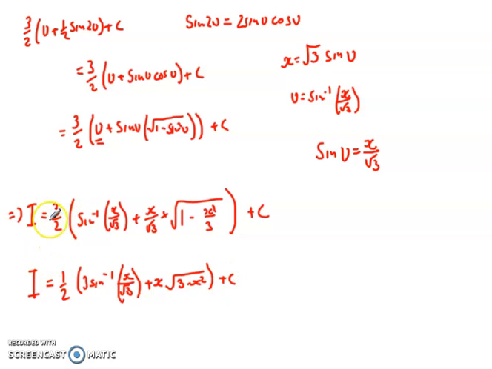Now if I hadn't taken the 3 from here into the bracket, I'd have ended up with 3 over 2 here. I wouldn't have ended up with 3 in front of this, and I'd have ended up with an x over 3. So again, that would be the equivalent answer. We've just tried to neaten it up a little bit.